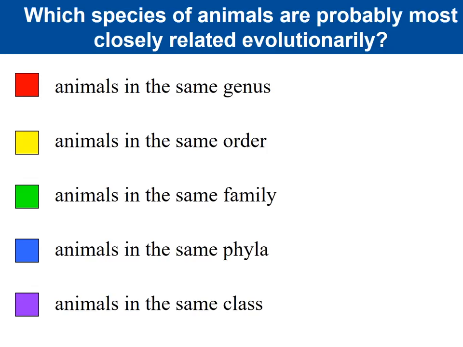So, question for you. Which species of animals are probably most closely related evolutionarily? Red, animals in the same genus. Yellow, animals in the same order. Green, animals in the same family. Blue, animals in the same phylum. Or purple, animals in the same class. So go ahead and pause, think about your answer.